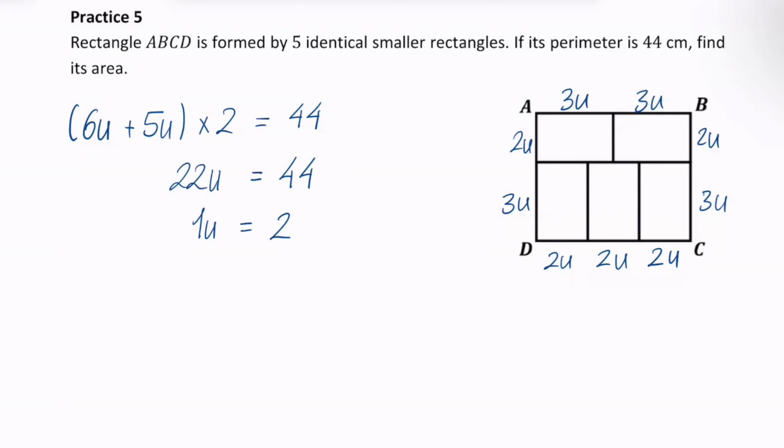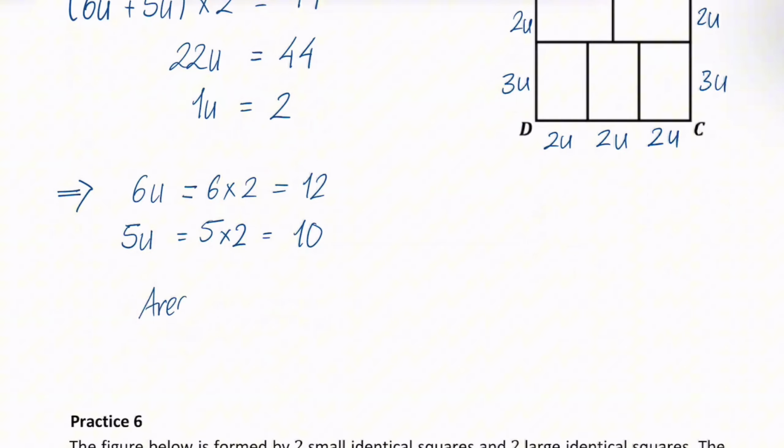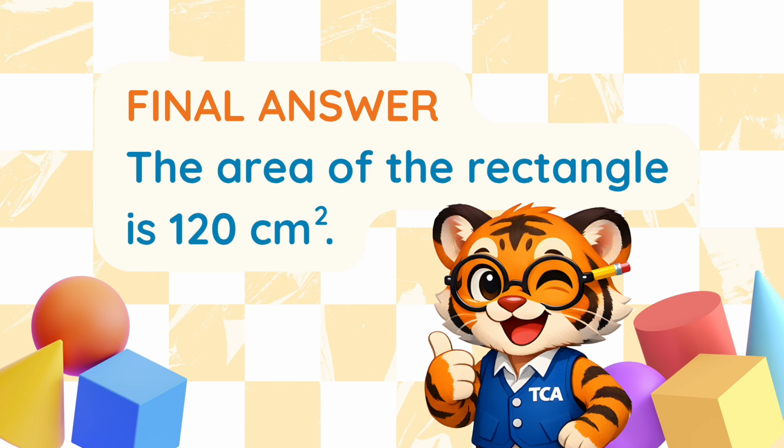If 1 unit is equal to 2, that means my length, which is 6 units, is equal to 6 times 2, which is 12. And my breadth, which is 5 units, is equal to 5 times 2, which is 10. And we want to find out the area. So that means area is length times breadth, 120 centimeters square. So, the final answer is the area of the rectangle is 120 centimeters square.